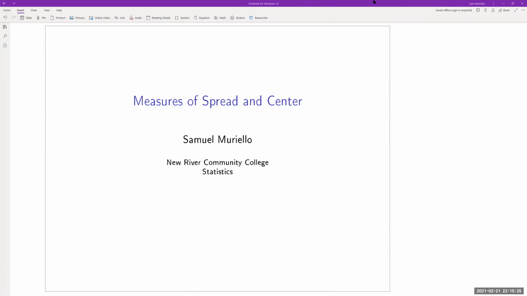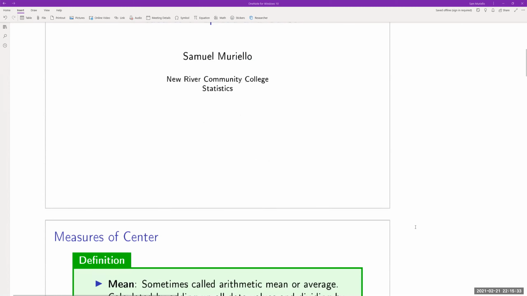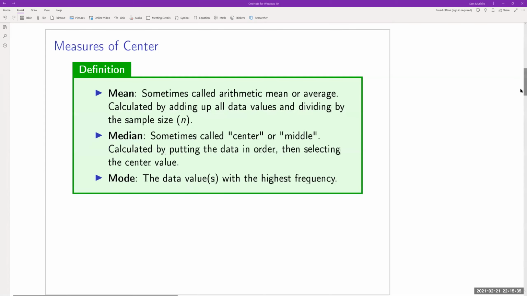Welcome back. Today, we'll be continuing Chapter 2, talking about measures of spread and center. We'll first talk about 3 different ways that we can measure the center of a set of numerical data.